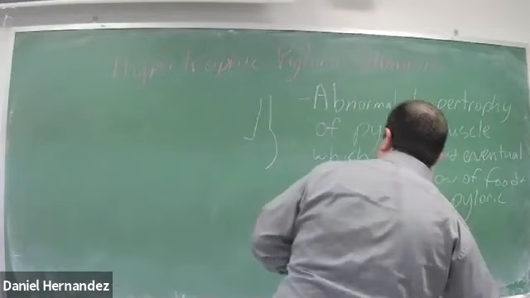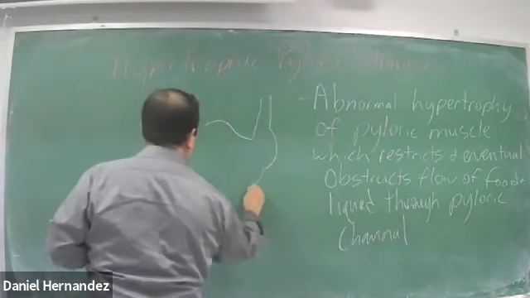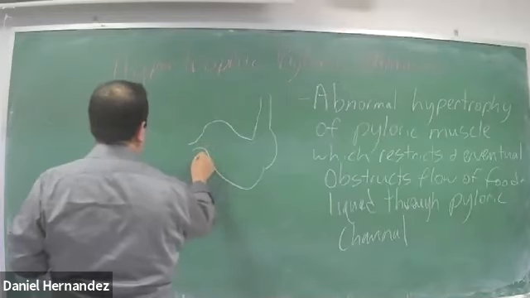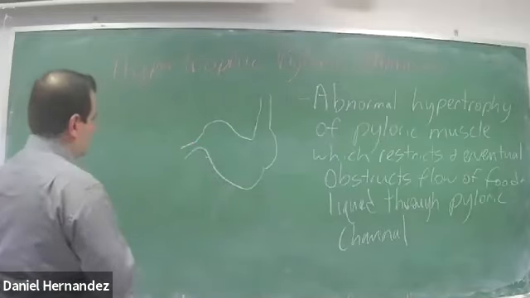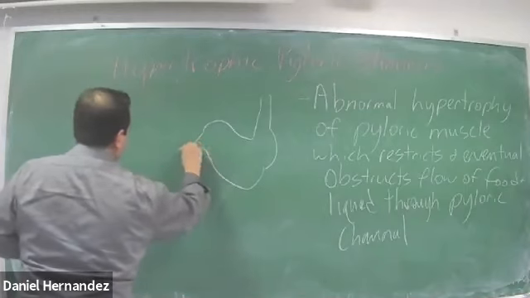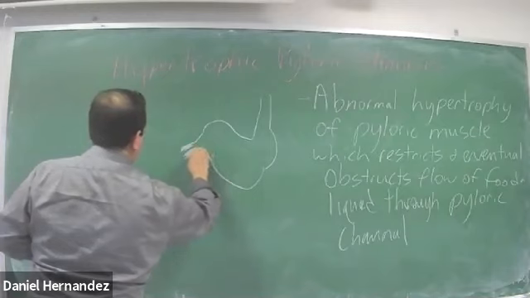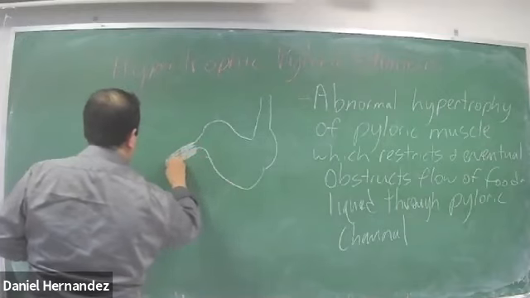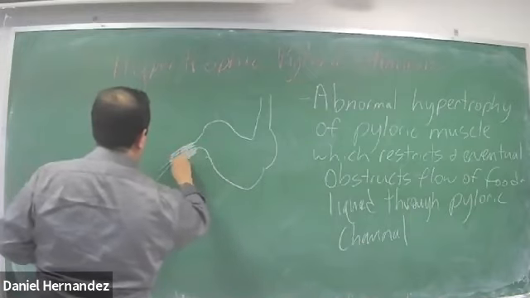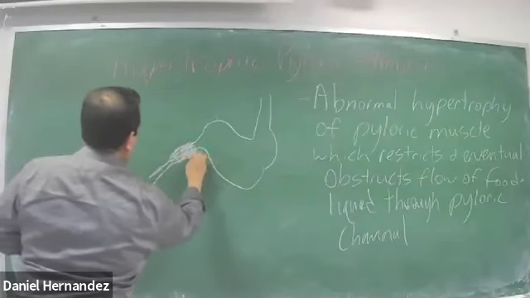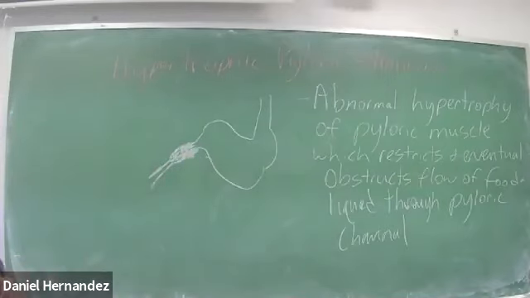Draw this a little bit bigger here. So what's going to happen now is that that pyloric muscle is going to become hypertrophied and thickened, and prevent food from flowing through that channel into the intestine.